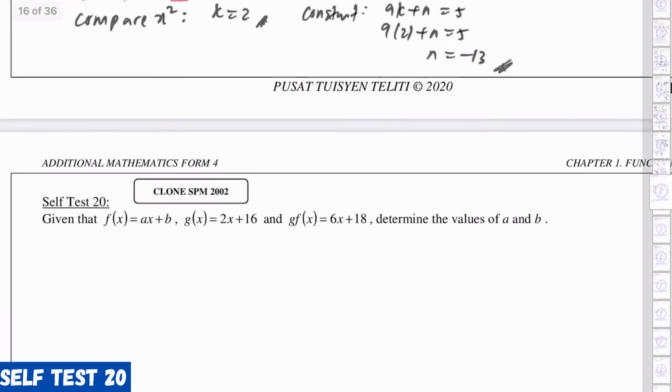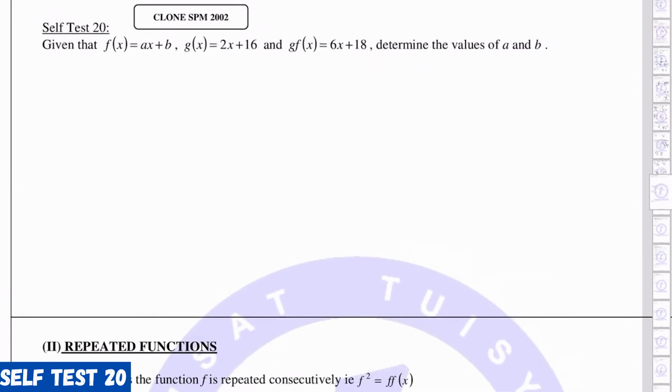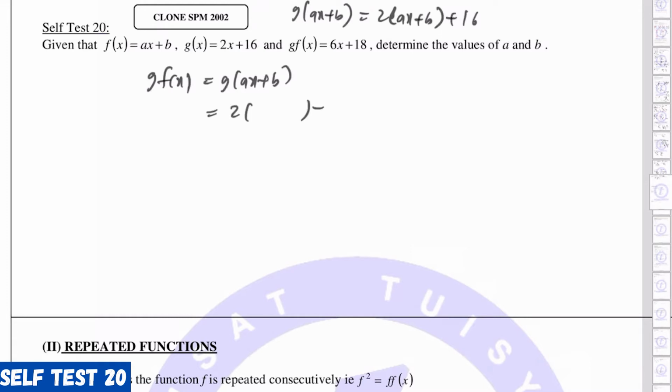Okay, self-test 20. So here we are given f(x), g(x), and g(f(x)). g(f(x)) means we put f(x) inside g(x), okay? Now, your g(x) is 2x plus 16. If I put ax plus b here, I must substitute ax plus b here. So write this as 2 bracket plus 16, ax plus b. Your g(f(x)) is already given here, which is 6x plus 18. So just expand: 2ax plus 2b plus 16.